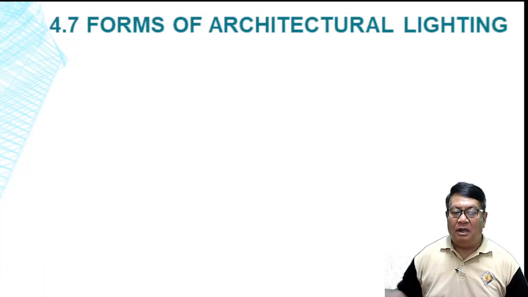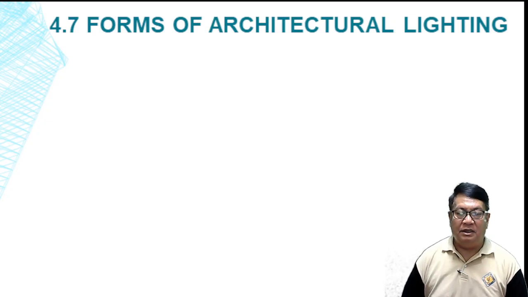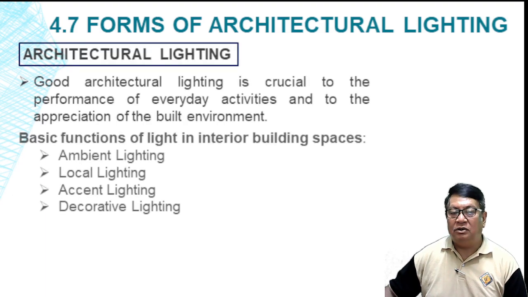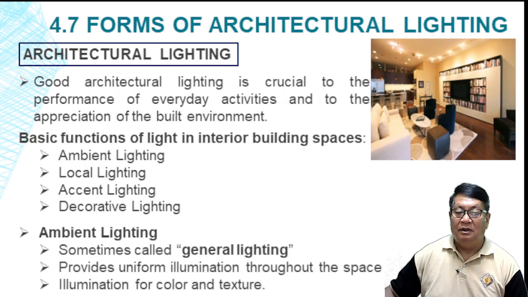Okay, so let us now discuss the forms of architectural lighting. This is 4.7. Okay, so we have here architectural lighting is crucial to the performance of everyday activities and to the precision of the built environment, no? Basic function of light in interior building spaces. It could be ambient lighting, local lighting, accent lighting, and decorative lighting system.